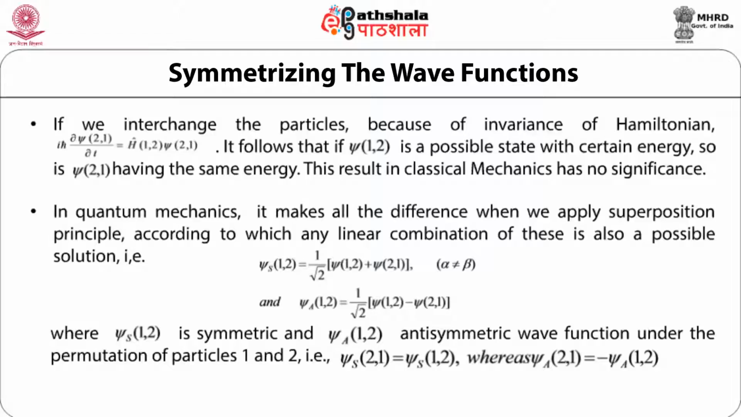That is, if we interchange the two particles, then the symmetric wave function, psi subscript s21, turns out to be equal to the original wave function, psi subscript s12, while if we interchange particles 1 and 2, then the antisymmetric wave function, psi subscript a21, turns out to be equal to the negative of the original wave function, psi subscript a12.